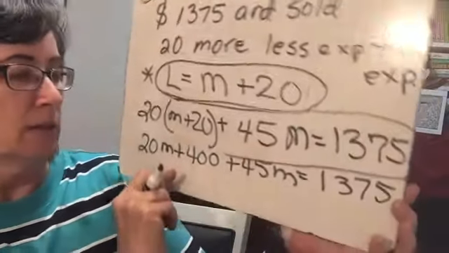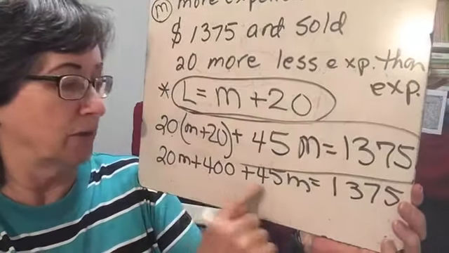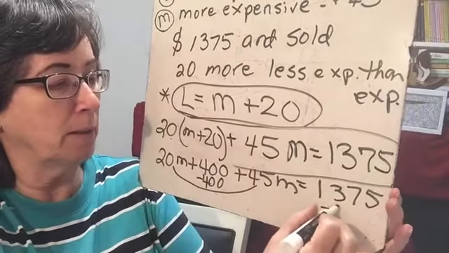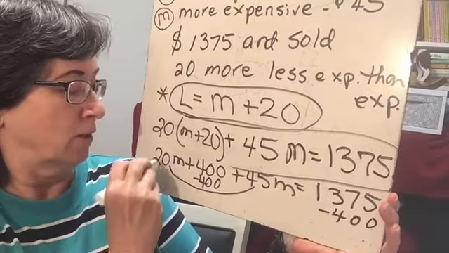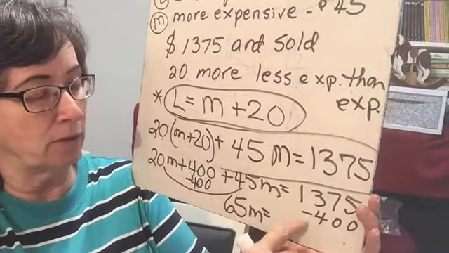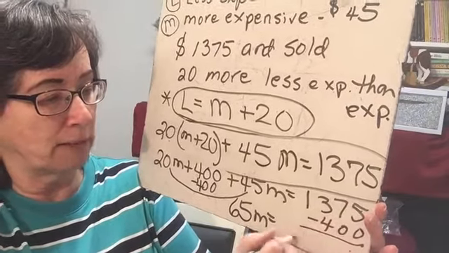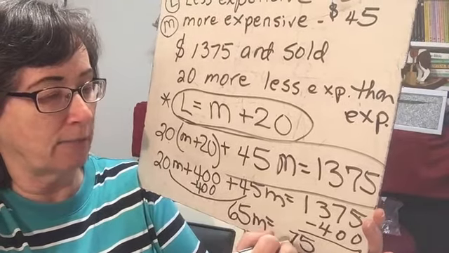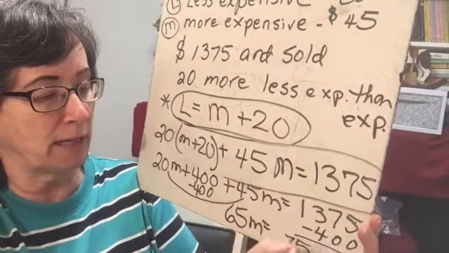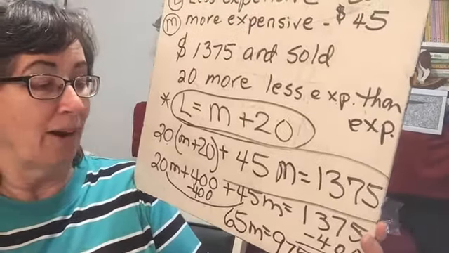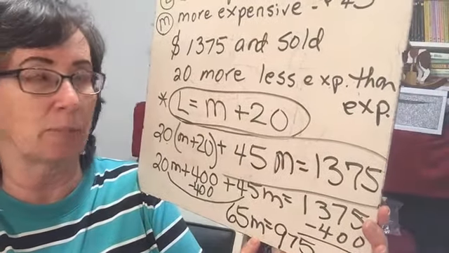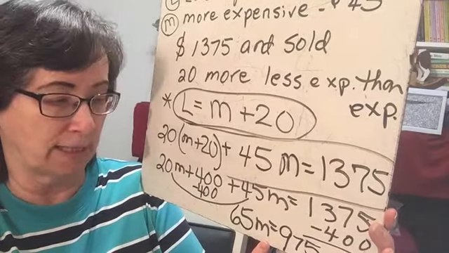1,375. So we have 2 M's, 2 like terms here. And we have this 400. Let's get rid of the 400 from both sides. So 20M plus 45M is 65M is equal to, now let's subtract. So 5 minus 0 is 5, 7 minus 0 is 7, 13 minus 4, because that's not enough, so we have to come over here and borrow. 13 minus 4 is 9. So our answer is going to be 975 divided by 65 is the number of more expensive dresses that are sold.